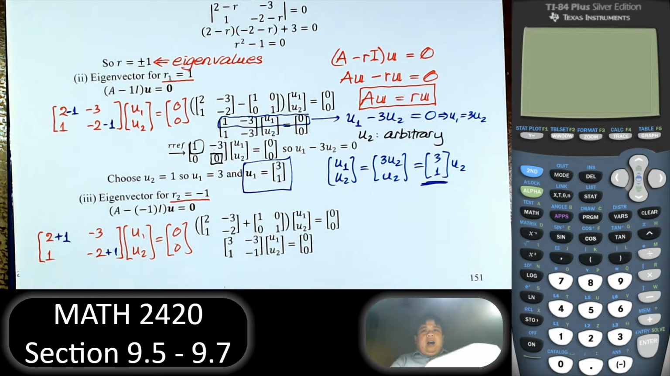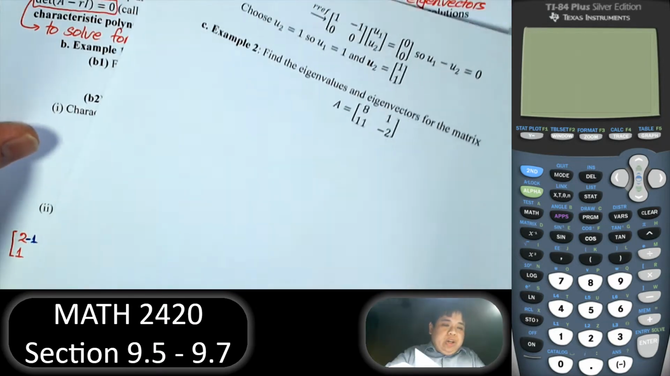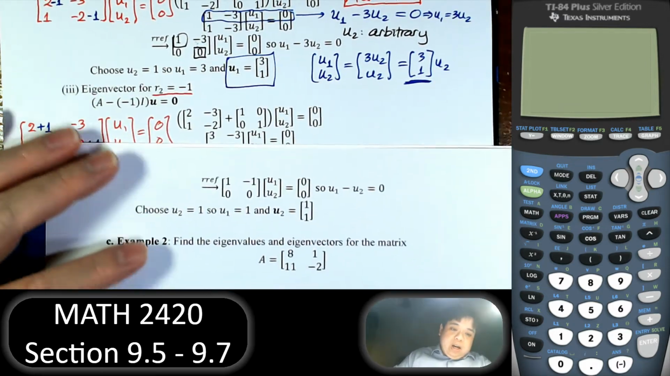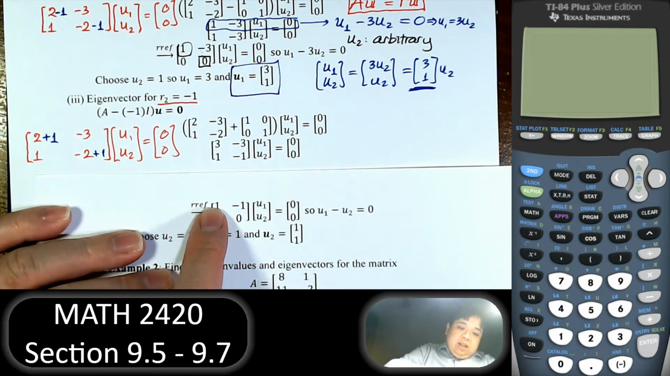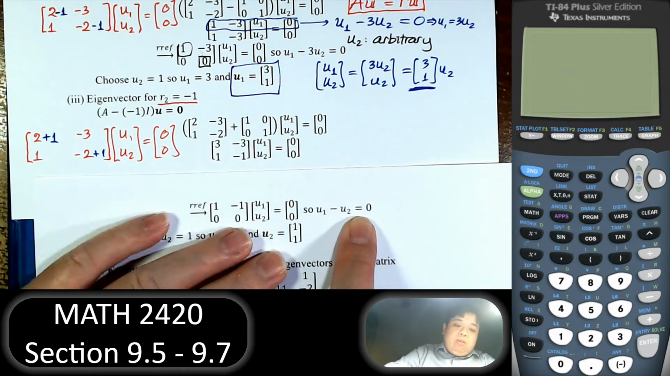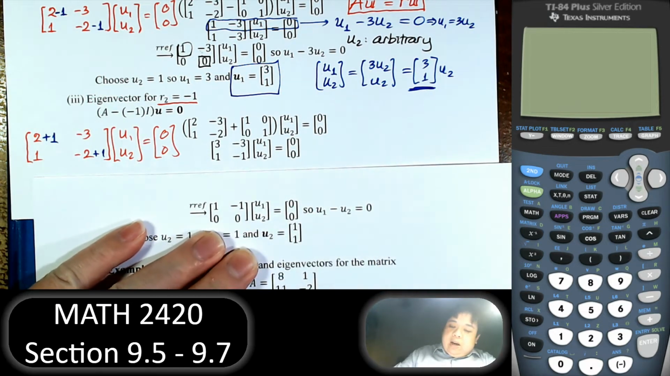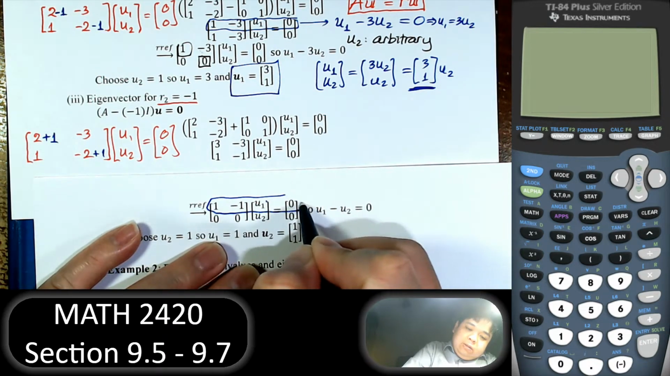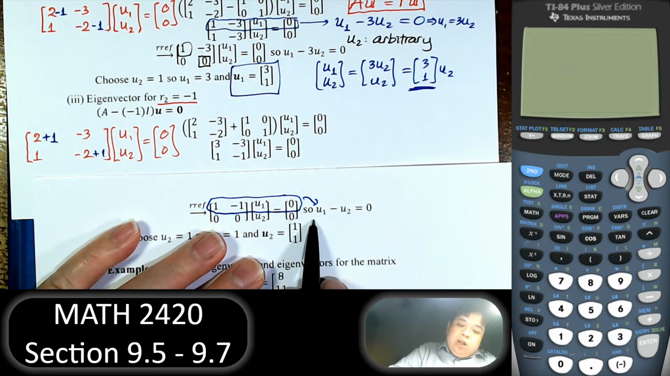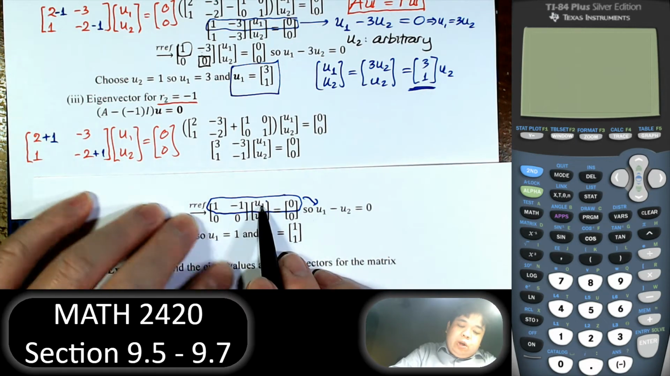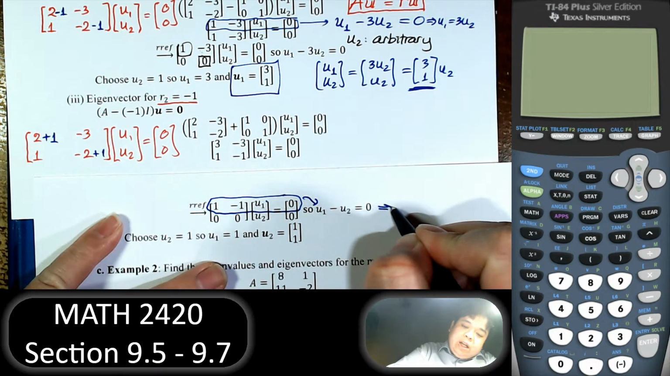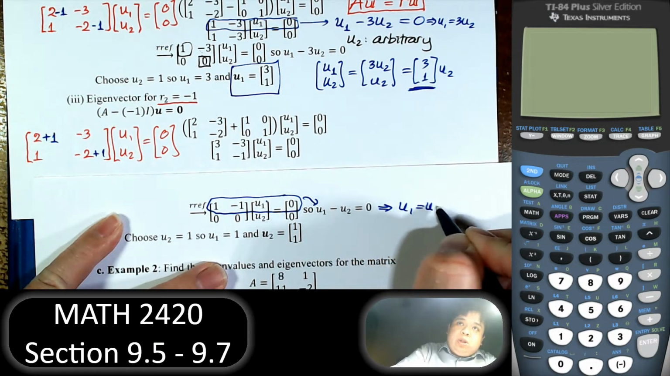Of course, if it is 2 by 2, we don't really need to do reduced echelon form. But if we do, it's going to be in this form, and then we multiply it out from the top equation. That gives us u1 minus u2, u1 minus u2 equal to 0. So here we can say u1 equal to u2.